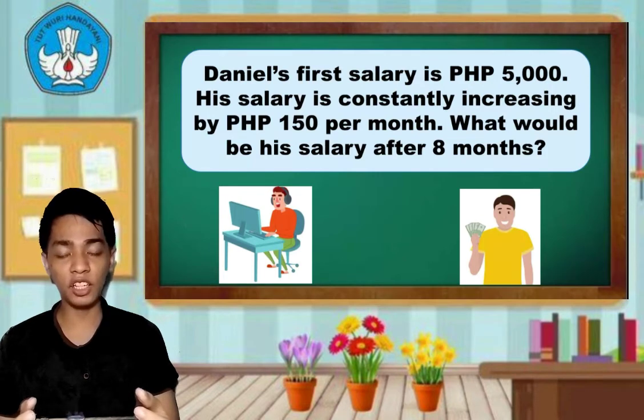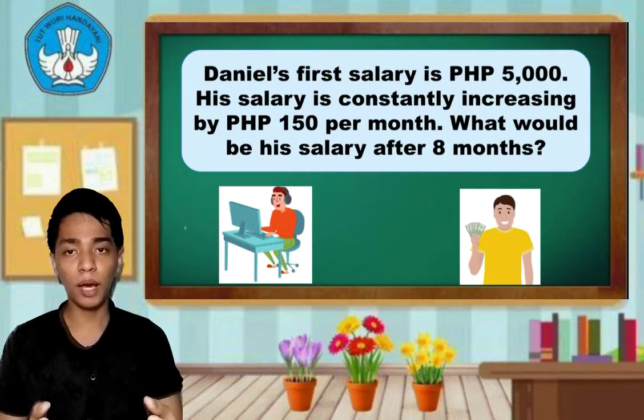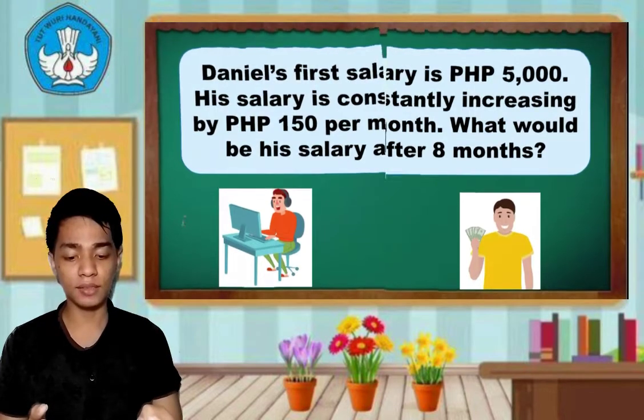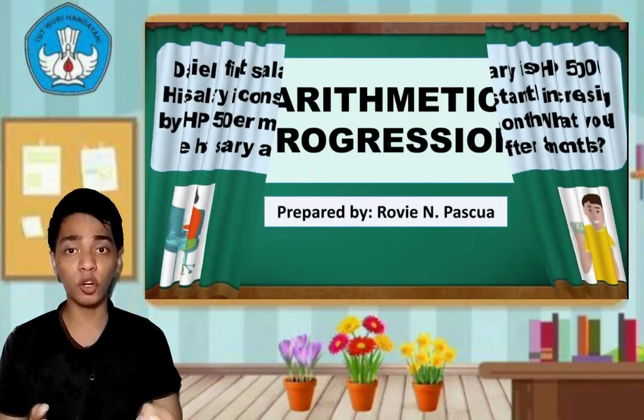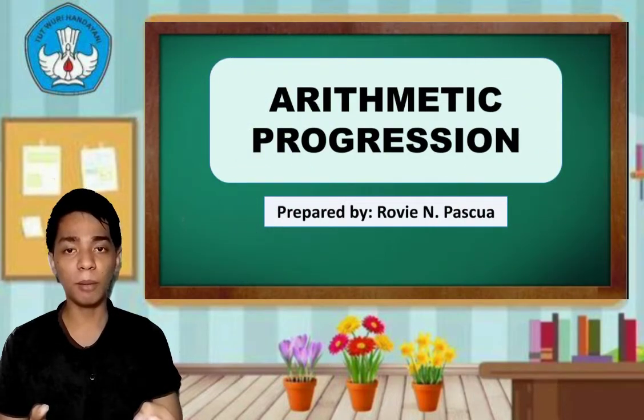Daniel's first salary is 5,000 pesos per month. His salary is constantly increasing by 150 pesos per month. What would be his salary after 8 months? That question or that problem is related to what we call arithmetic progression.